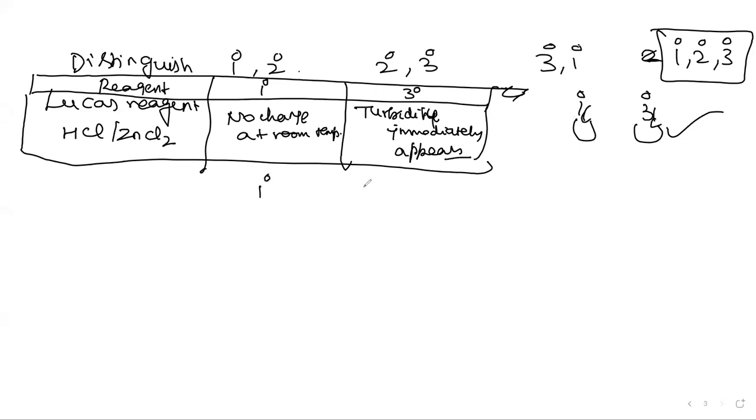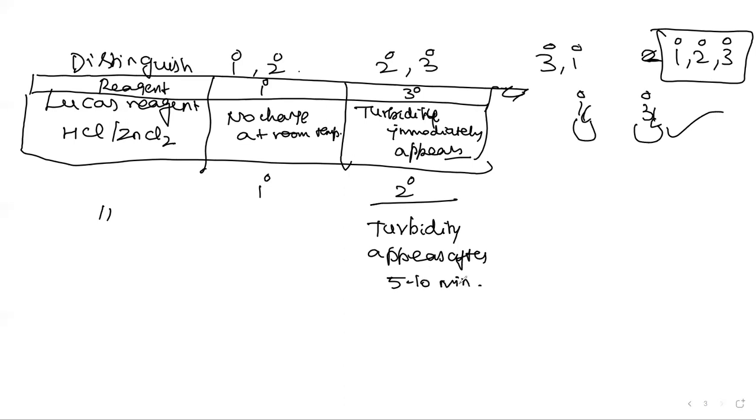When you have primary and secondary, same reagent you will add, but turbidity appears after 5 to 10 minutes at room temperature itself. Here, no change at room temperature.